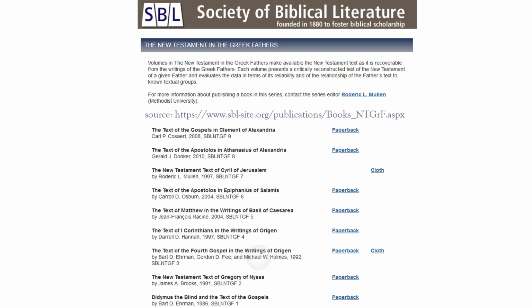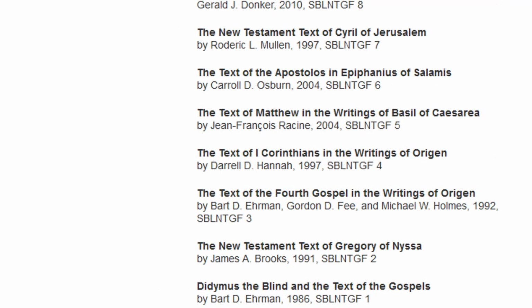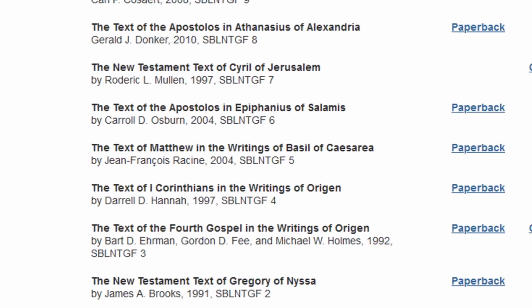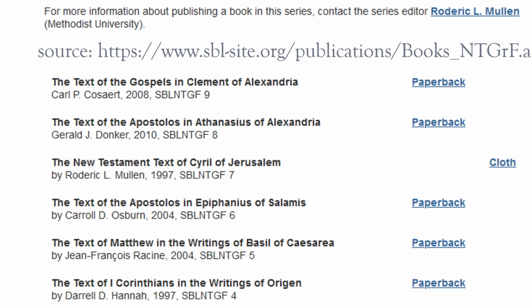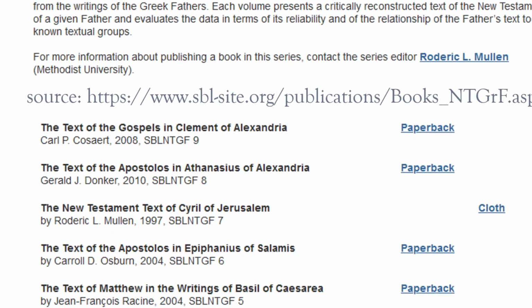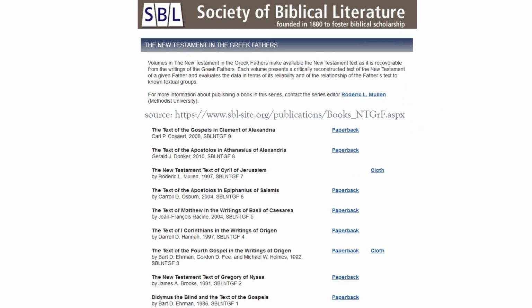And it seems like this has kind of fizzled out. Don't mean to be nitpicky here, but it started in 1986, and then it was followed up in '91, '92, and this is where they're basically extracting out of these different church fathers just the text of the New Testament that they had available to them. And it seems like up until about 2010, this was cruising along, but we haven't really seen anything since 2010. So hopefully they keep going with this, and this is helpful for New Testament scholars to figure things out.